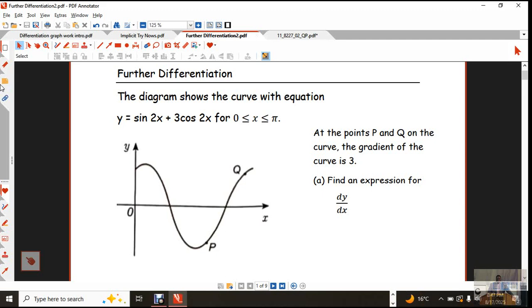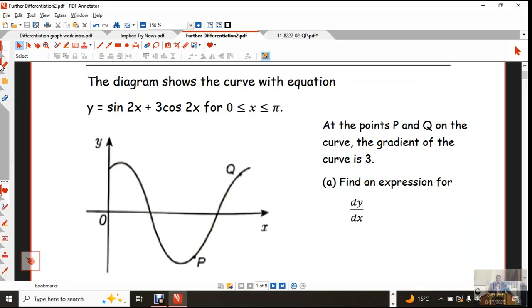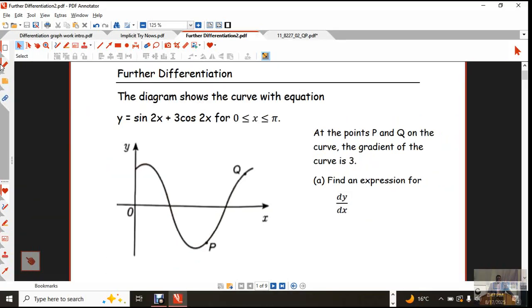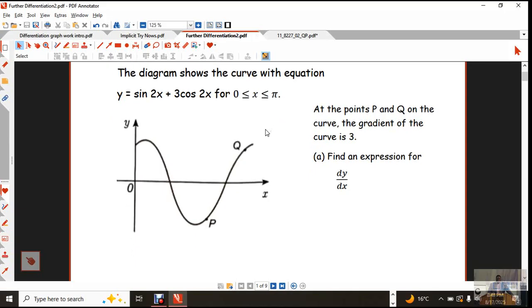Hi, I have another question here on further differentiation. This one gives you a curve with equation y equals sine 2x plus 3 cos 2x, where x is in the interval between 0 and pi radians. Now here's a quick sketch of it.